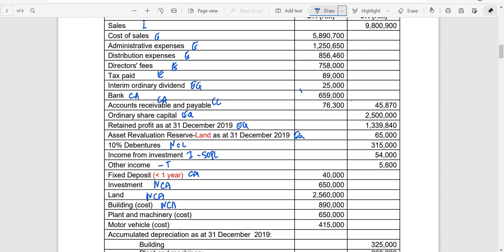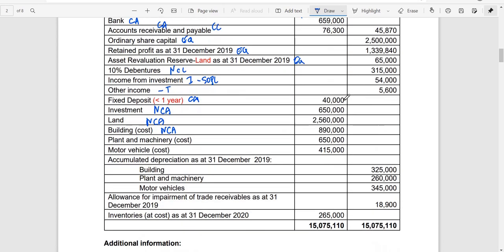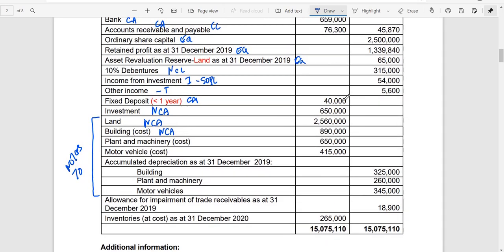Building, non-current asset. Take note that land, building, plant and machinery will all have to be shown later in your notes to the PPE. So later when you prepare the notes to the PPE, make sure that you include all of these in your information on the notes on PPE. These are all non-current assets.